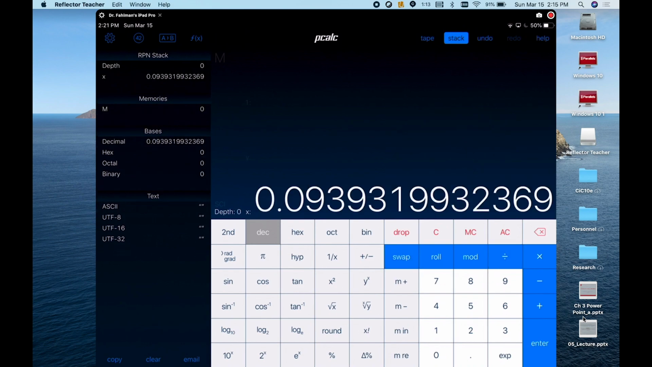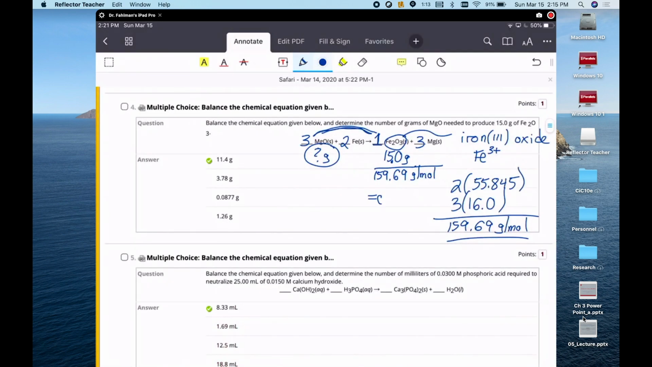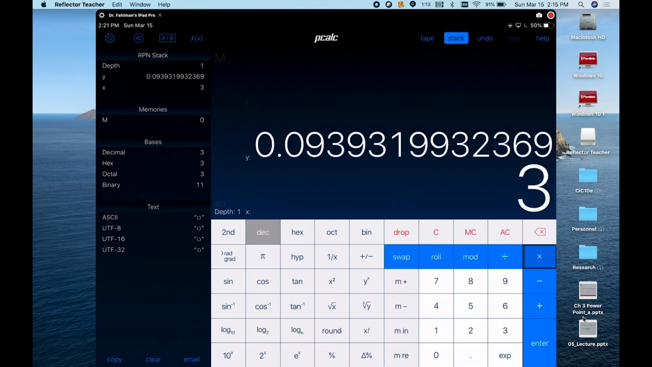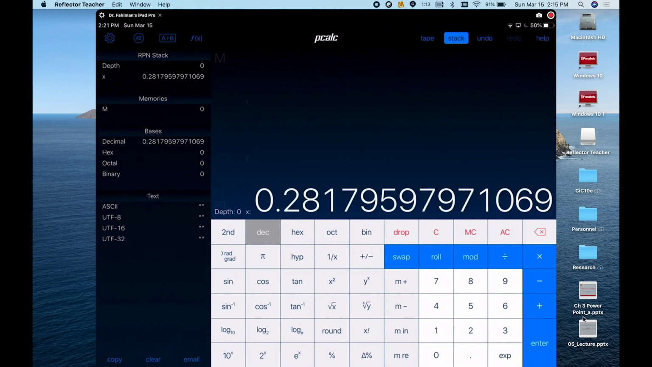And that's 0.0939 moles. Okay, so that's moles of iron 3 oxide. For us to get moles of magnesium oxide, I have to multiply by 3, right, because it's a 1 to 3 ratio. So that times 3 is 0.282 moles.